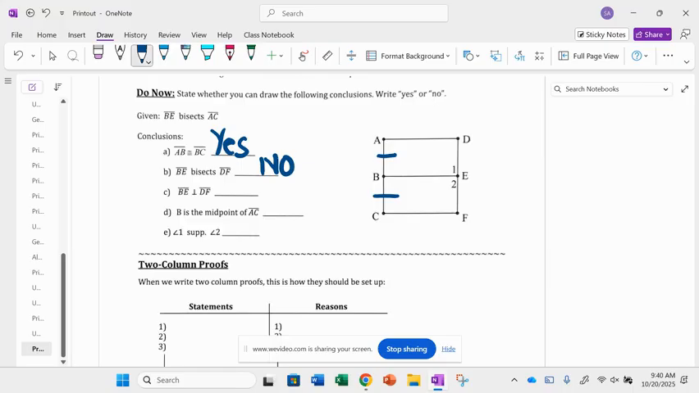Can we conclude that BE is perpendicular to DF? Well, perpendicular lines, don't they make right angles? Did it say anything about perpendicular right angles? So no, this is another no.